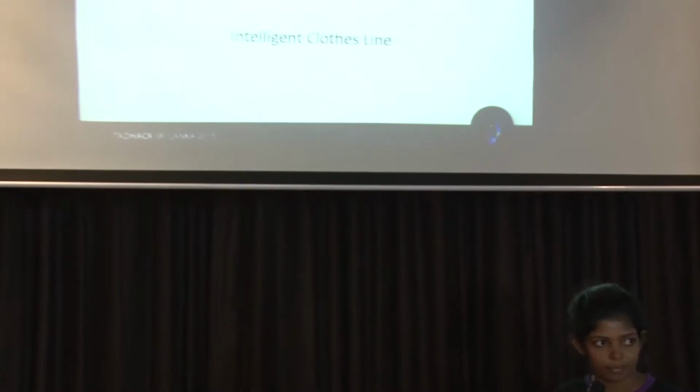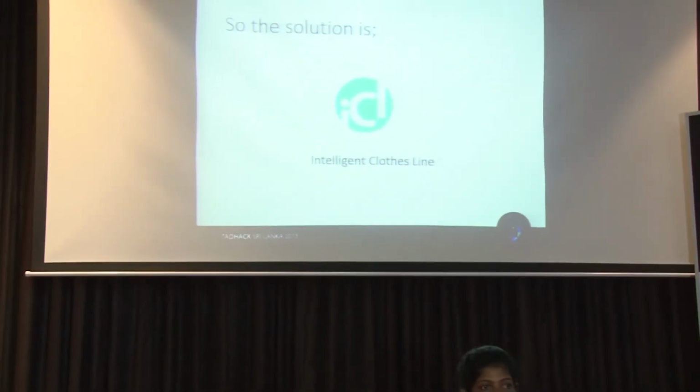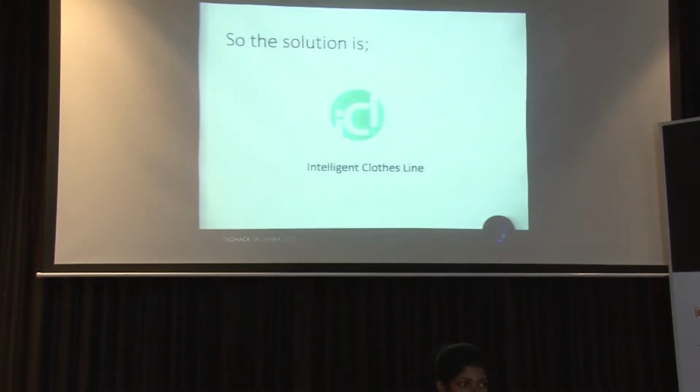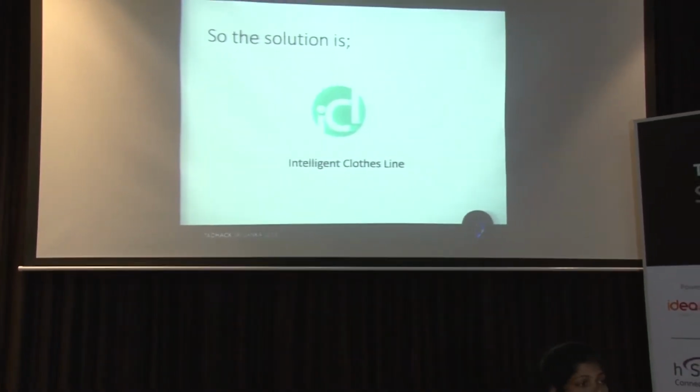So all people who wear clothes need to wash them, dry them, and wear them again. And all of those people face the same troubles, such as what if it rains, or what if we forget, or what if the clothesline is full? So what is the answer to all of it? That's the intelligent clothesline.